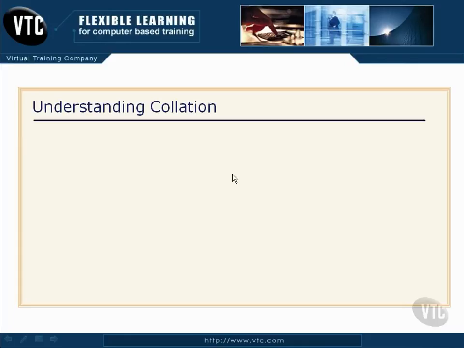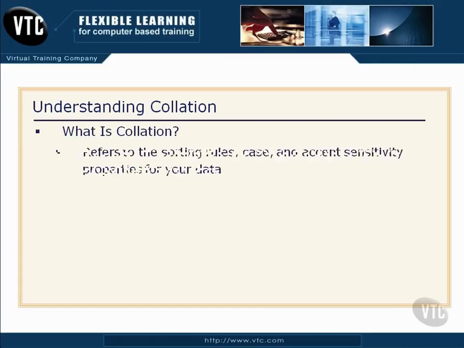Collation is a topic that will probably show up on this exam in one form or another, and so let's talk about understanding collation in this video. To start off with the direct question, what exactly is collation? Collation refers to the sorting rules, the case, the accent sensitivity, those kinds of properties for your data. In other words, it's how the SQL Server machine knows how to sort certain characters, work with case sensitivity, accents for different languages, and that sort of thing.